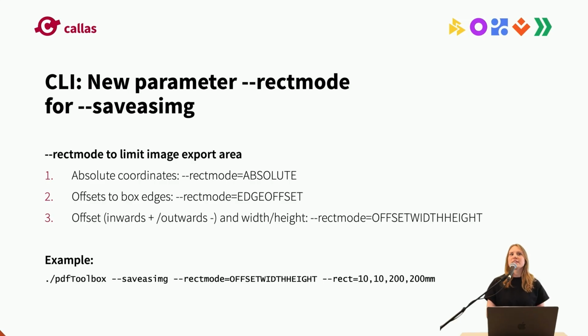Of course, this option is also available with the save as image action in the CLI. So we have this new parameter --rect-mode, and there you have these three options now as well.